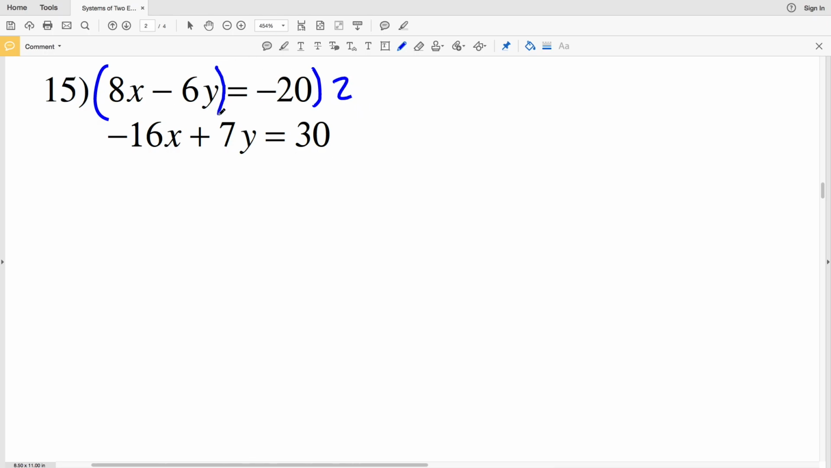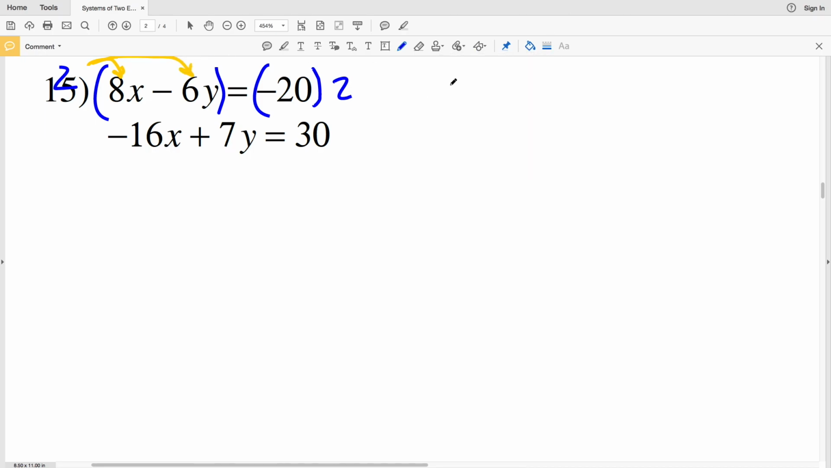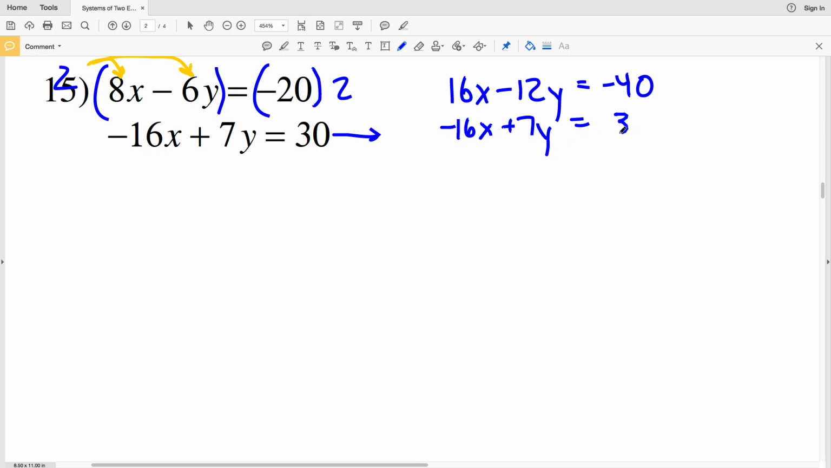So we're multiplying 2 to 8x minus 6y, and we're also multiplying 2 to negative 20. So rewriting the system, distributing that 2 to both the 8x and the 6y, we'll get 16x minus 12y, since 2 times 8x is 16x and 2 times 6y is 12y, and that's going to be equal to negative 40. Now, rewriting the bottom equation, negative 16x plus 7y equals 30.